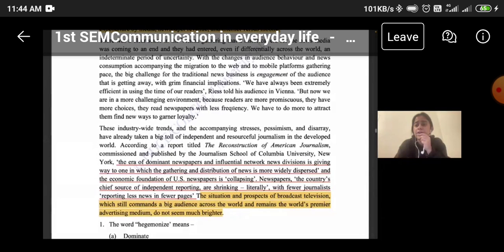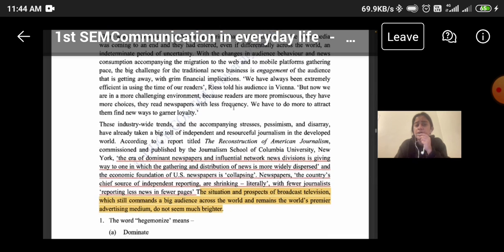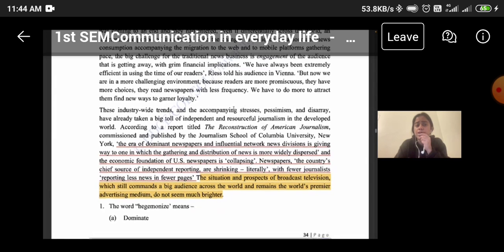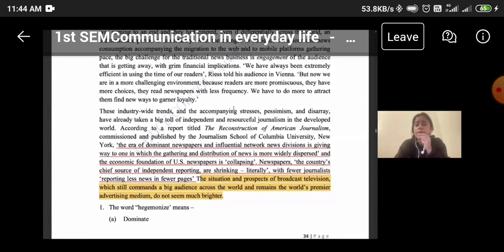With the changes in audience behavior and news consumption accompanying the migration to the web and to mobile platforms gathering pace, the big challenge for the traditional news business is engagement of the audience that is getting away, with a grim financial implication. So, the term grim right here.